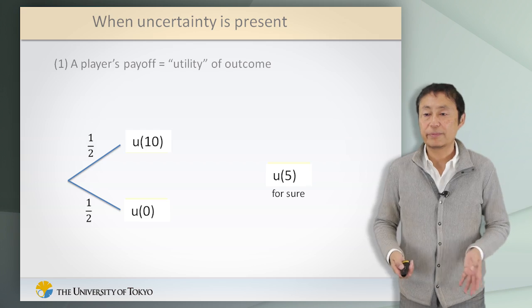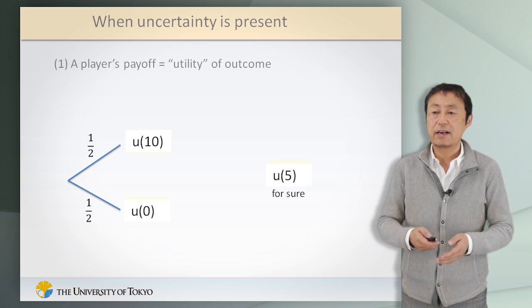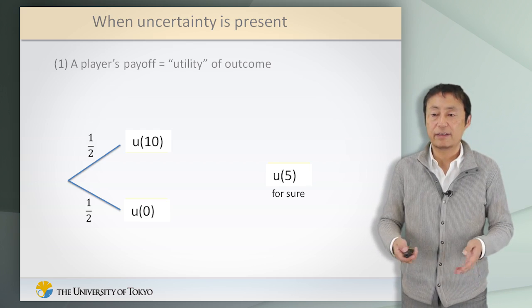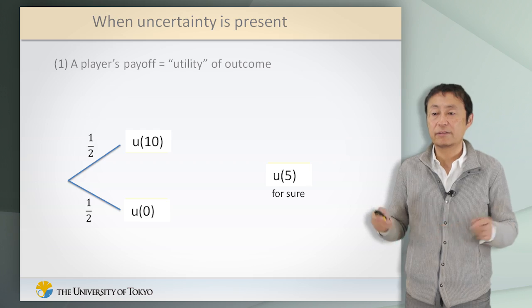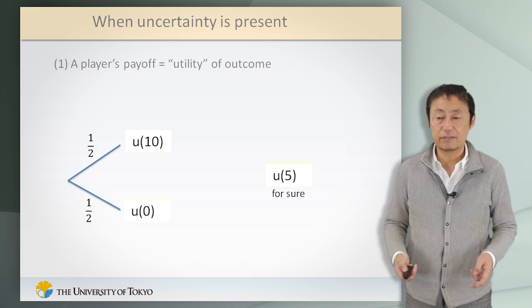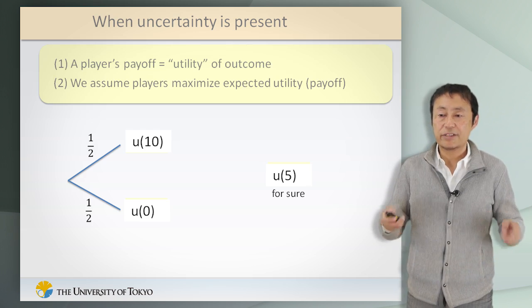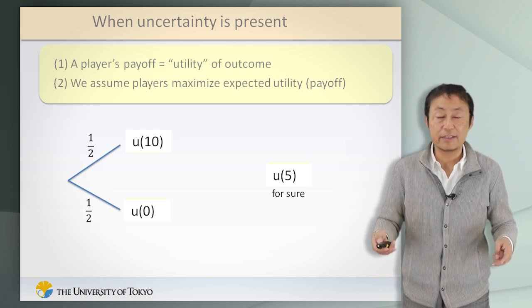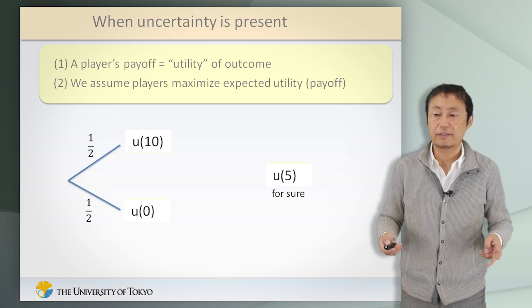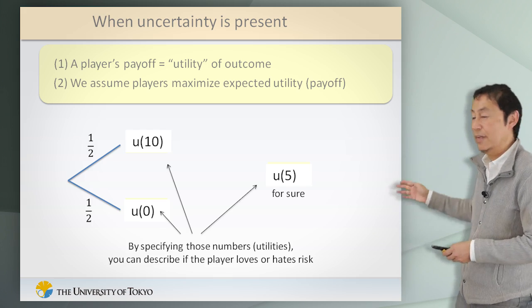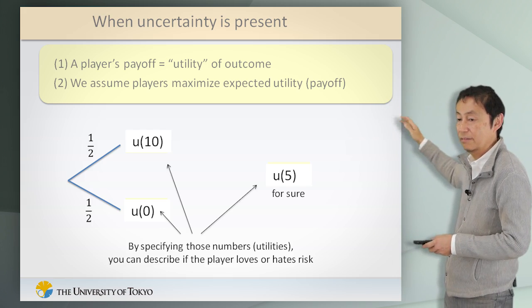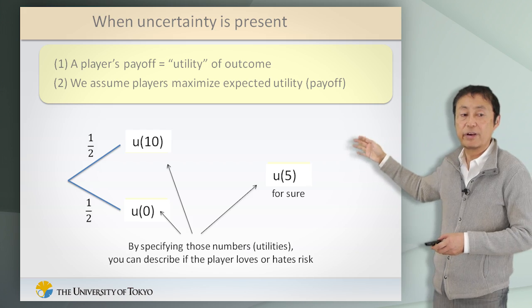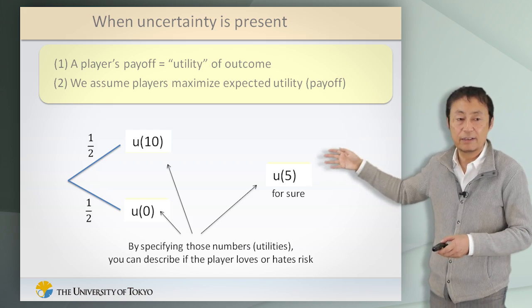Let me sum up. When uncertainty is present in a game situation, a player's payoff is equal to utility coming from the outcome, and you assume that players are maximizing expected utility. And by specifying those numbers, utilities coming from outcomes, you can describe if a player likes or dislikes the risk.